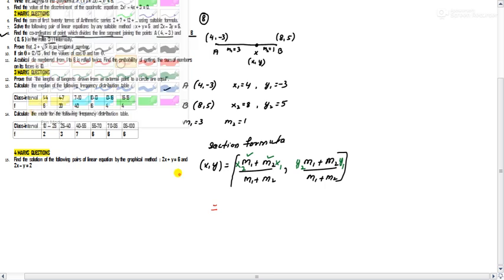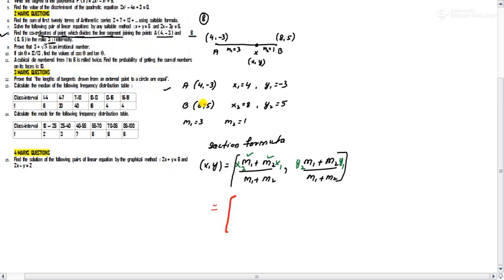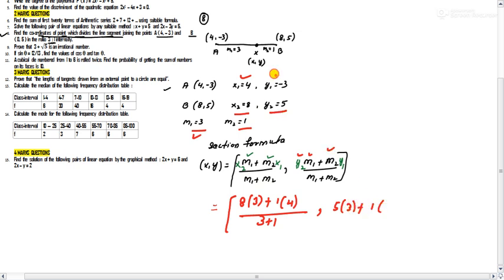So what is x2? You have to write everything in brackets. It is 8. 8 into m1, which is 3, plus m2, which is 1, into x1, x1 is 4, divided by m1 plus m2, 3 plus 1. Got it? Same here. y2 is 5, m1 is 3, plus m2 1 into y1, y1 is minus 3. Close it. Divided by 3 plus 1.